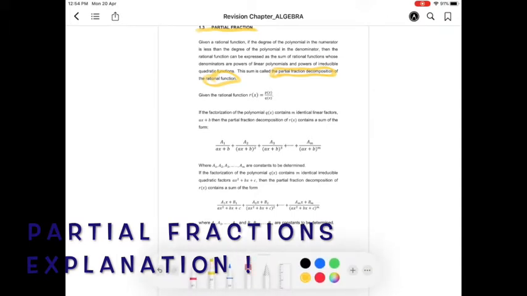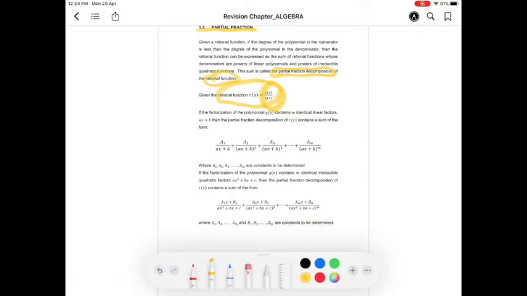So we know that previously we learned what is rational function. So rational function is the fraction of two polynomials, Px over Qx. So from the rational function, we actually can get the partial fraction decomposition.